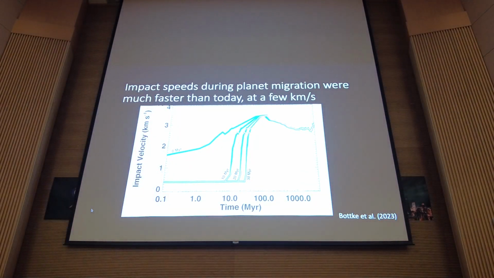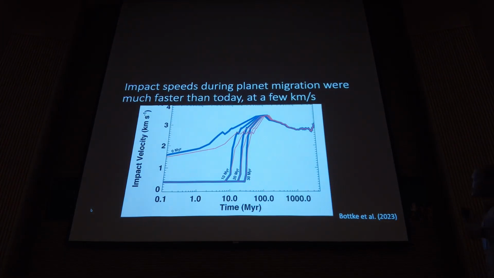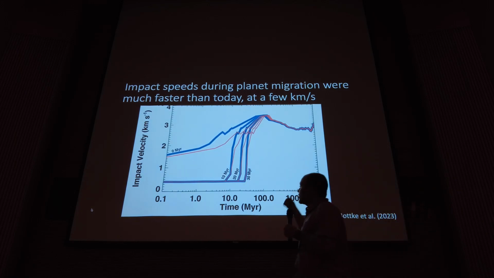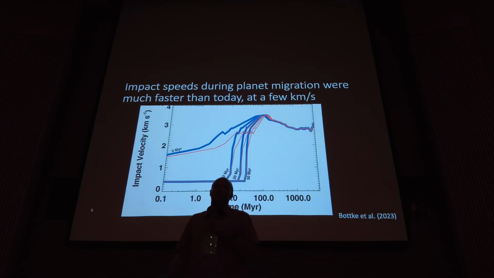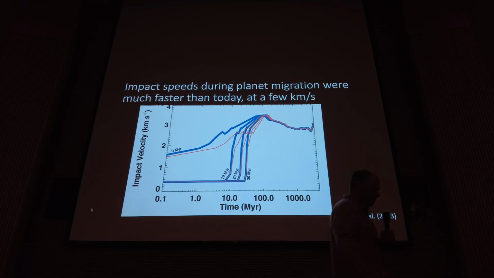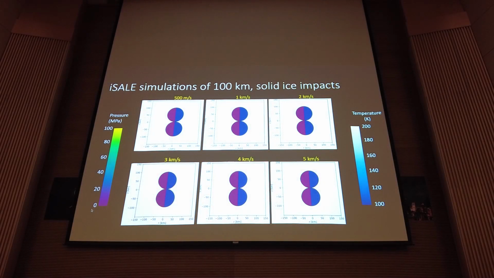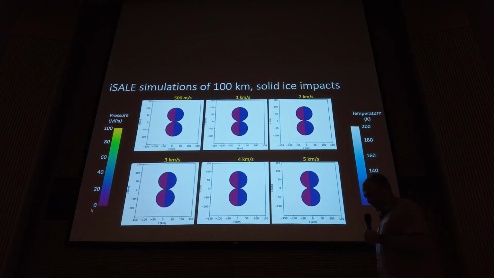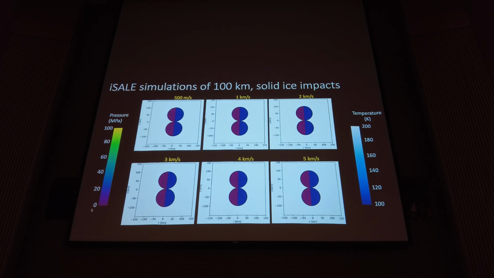And so we look at impact speeds during planet migration, which are much faster than today, a few kilometers per second, whereas in the reservoirs today, they're just a few hundred meters per second, if that. And so what we did was use iSALE, the iSALE shock physics code to simulate impacts between icy bodies, at various impact speeds, and using solid bodies.